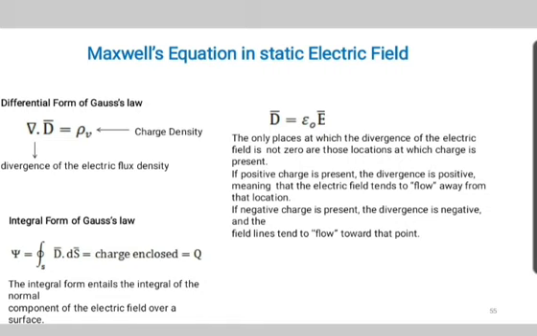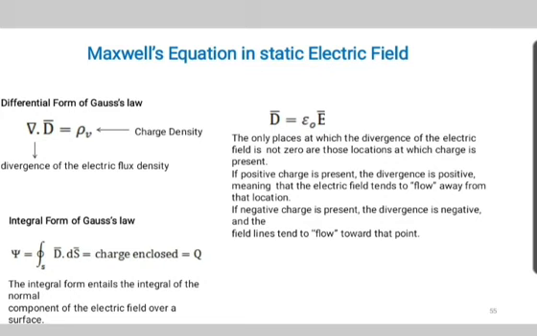Then Maxwell's fourth equation is the point form of Gauss's law for magnetostatics. For a static magnetic field, the total outgoing flux is 0. So del dot B bar is 0. The magnetic flux lines are continuous and do not terminate on a magnetic charge. Since these magnetic lines are closed, with dV as a differential volume, del dot B bar is equal to 0.